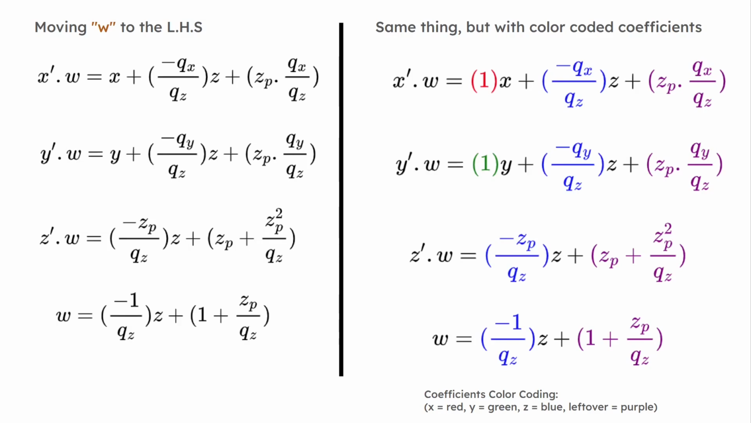I've rewritten these equations on the right, but with color-coded coefficients. For all the x terms, the coefficients are red. For y terms, it is green. For the z terms, it's blue. And for the leftover terms, it is purple.